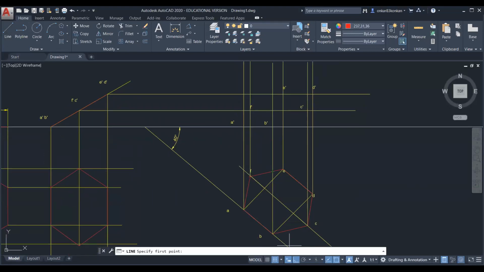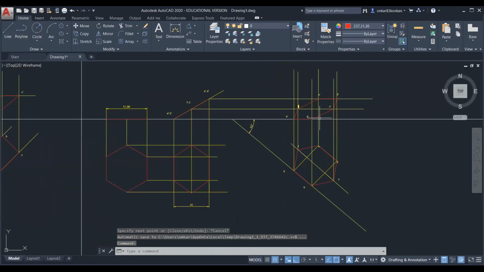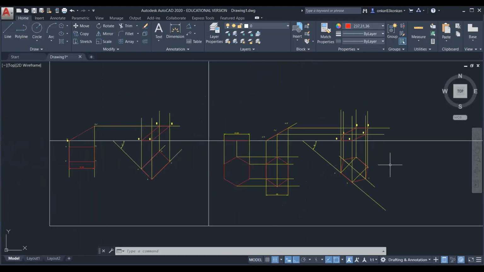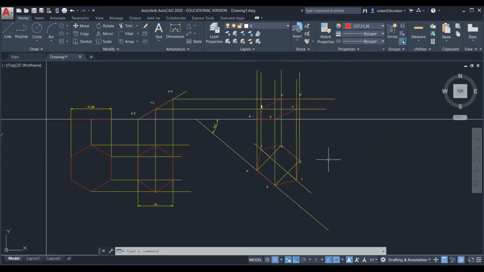So first connect A to B. So this is A and this is B point. Then B to C, C to D, then D to E, E to F, and F to A point. Okay. So this is the final projection. So this is your final front view. So in this way, you can complete the projection when the given plane is inclined to HP and VP.